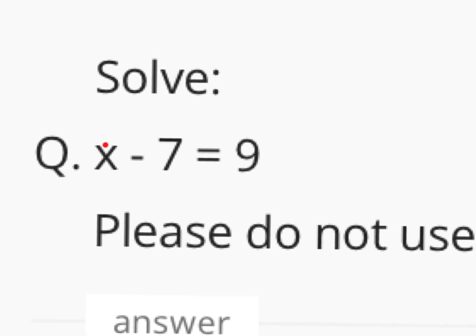Well, you want to get the x by itself on one side of the equal sign. You don't want this minus 7, so how do you get rid of something? You do the inverse operation. What is the opposite of minus 7? Plus 7. And of course, minus 7 plus 7 eliminates.